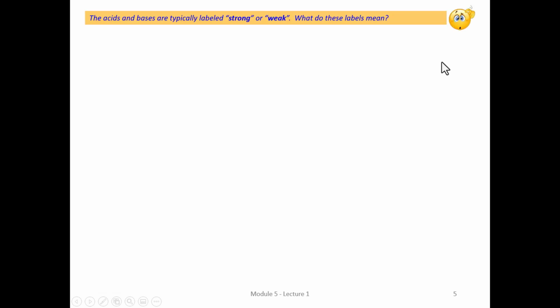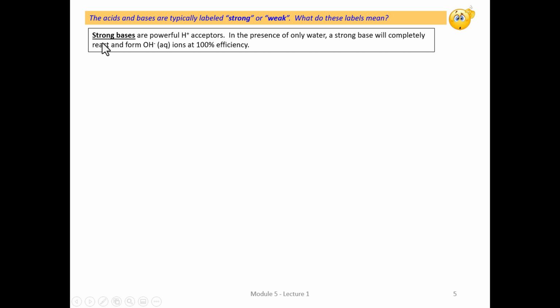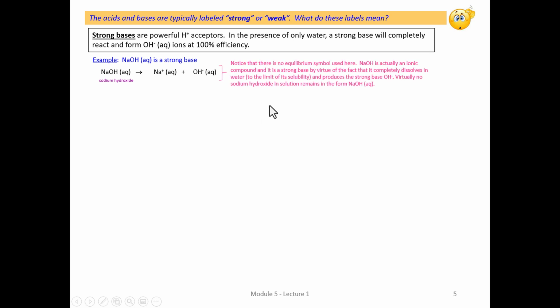Let's keep going with some labels here. Strong bases are powerful H+ acceptors. In the presence of only water, a strong base will completely react and form OH- ions at 100% efficiency. Let's write an equation with our strong base NaOH to show what we mean. Sodium hydroxide goes completely to sodium ions and hydroxide ions. That doesn't seem to be all that informative at the moment, but let's restate it like this. There's no equilibrium symbol here.